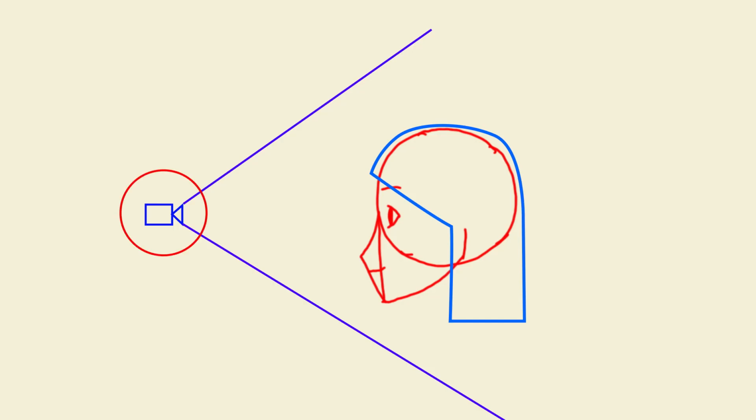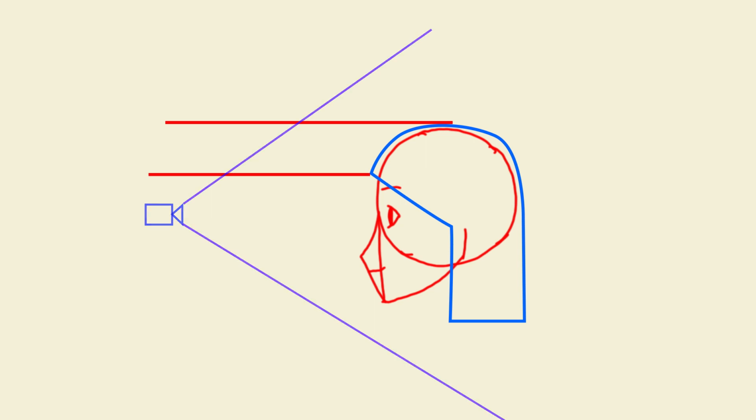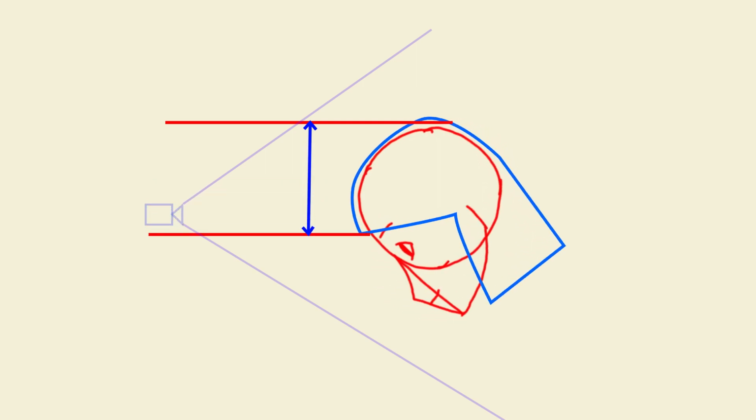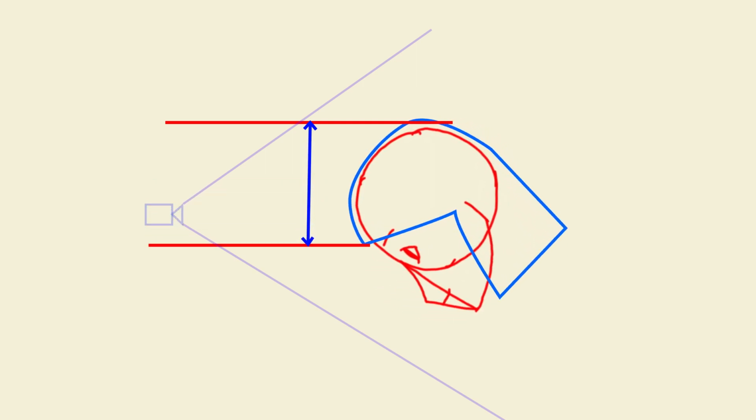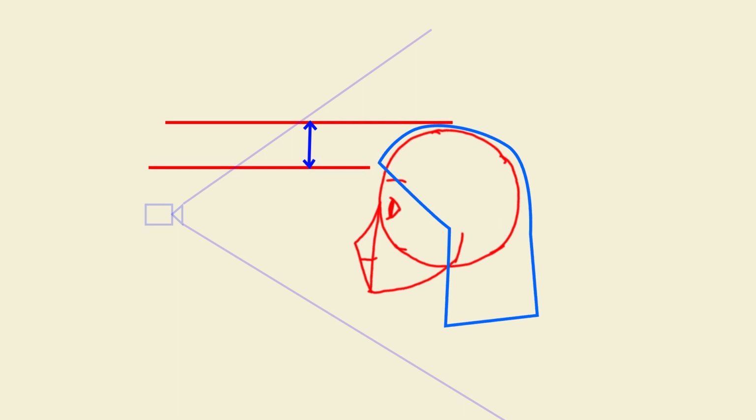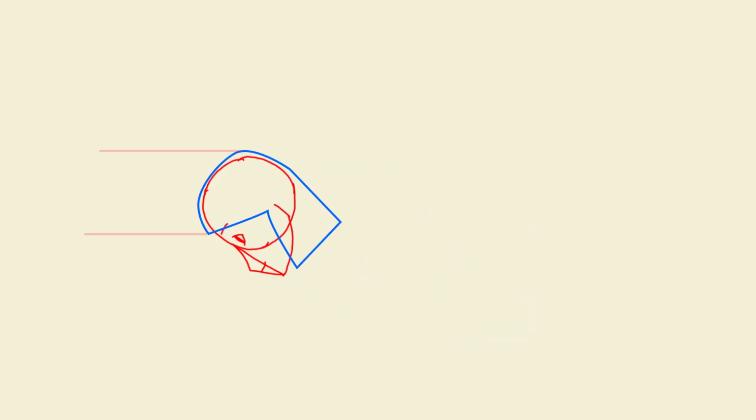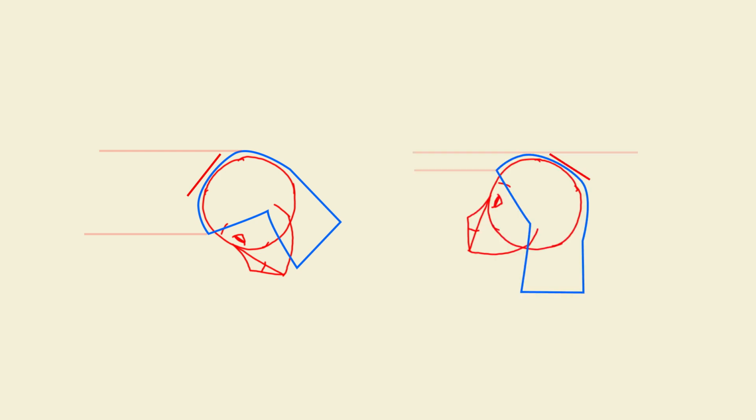Imagine this is the camera. If we draw two horizontal lines, then we see the perceived length. Now, if we have the head look down, the perceived length of the hair is longer. And if we have it look up, the perceived length is shorter. That's because looking down, we can now see the top part of the hair, whereas it is hidden looking up.